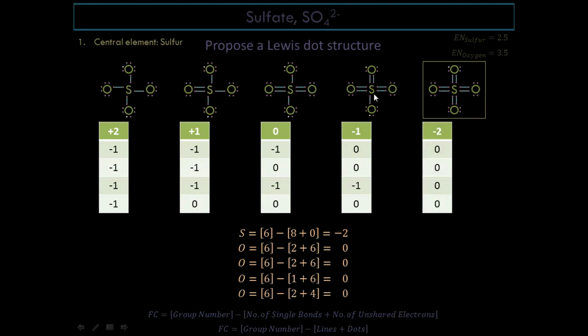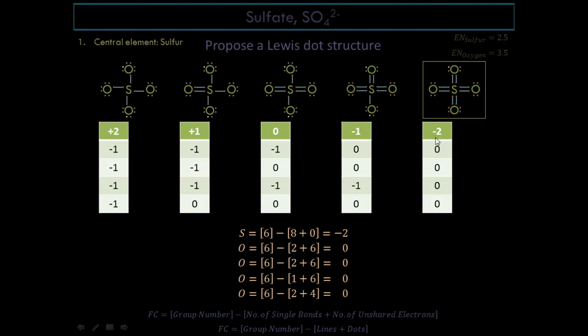Sulfur is least, what's the value written? 2.5. Okay. So sulfur is least electronegative compared to oxygen, 3.5. So 2.5, 3.5. So that means this is not good because the negative charge should, as much as possible, belong to the more electronegative element, oxygen. So we cross this out as one of our choices.